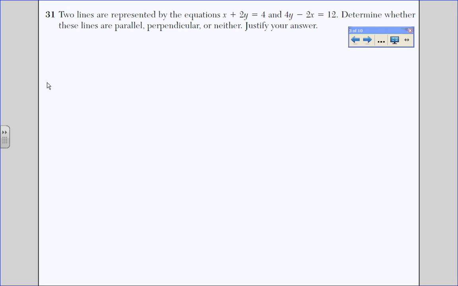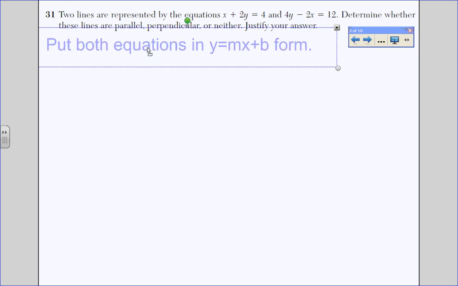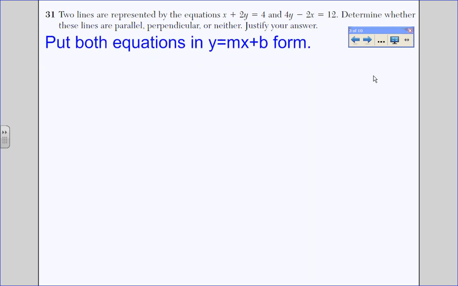In this video, we are going to go over problem number 31 from the June 2012 Geometry Regents. Two lines are represented by the equations x plus 2y equals 4 and 4y minus 2x equals 12. Determine whether these lines are parallel, perpendicular, or neither. Justify your answer. So what we want to do is begin by putting both equations in y equals mx plus b form. So let's go ahead and do that.